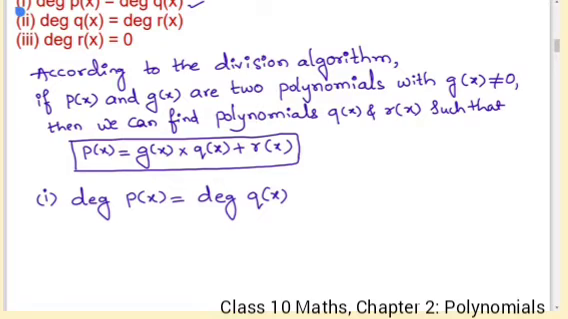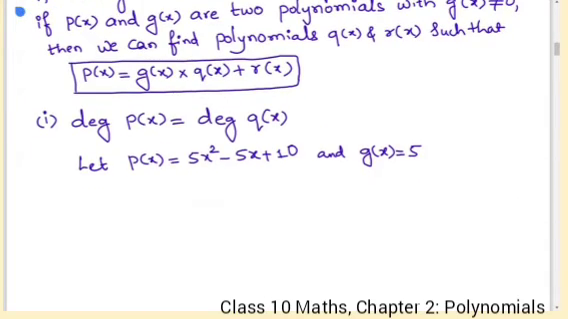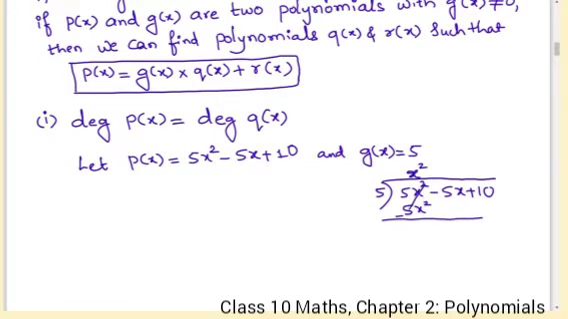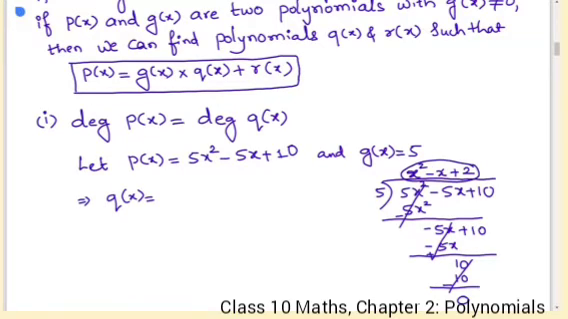So for the first one we take degree of p of x equal to degree of q of x. Let us take an example, let p of x be 5x square minus 5x plus 10 and we can take g of x as 5. Now divide these two terms, 5x square minus 5x plus 10 by 5. Multiply it with x square, remaining terms are minus 5x plus 10. Now multiply it with minus x, first term gets cancelled, remainder is 10. Now again it will be divided, 5 twos are 10. Now remainder is 0 here, and quotient q of x is x square minus x plus 2 and remainder is 0.